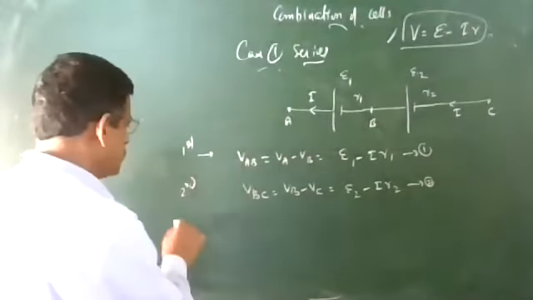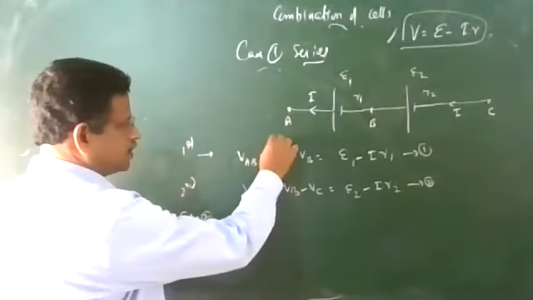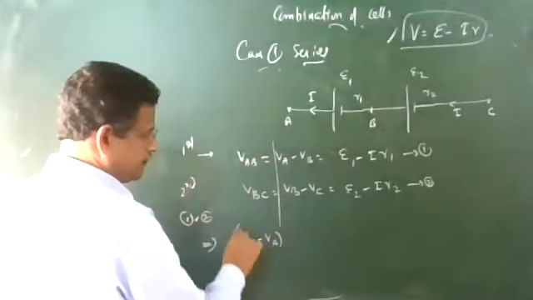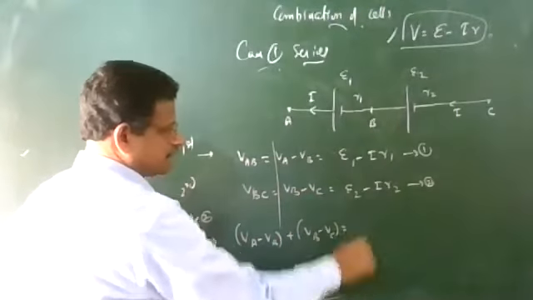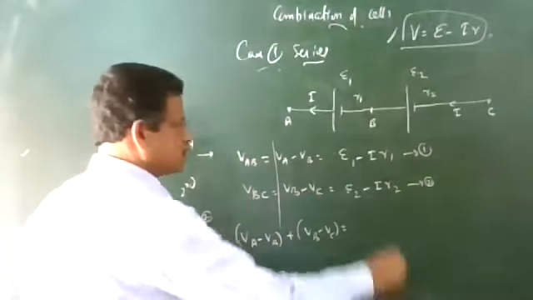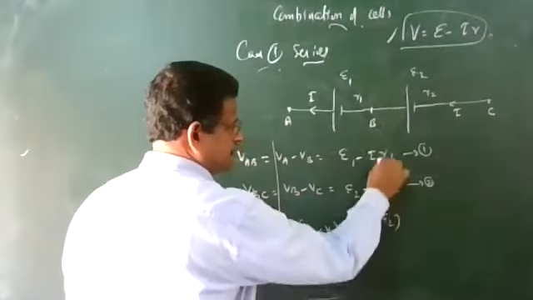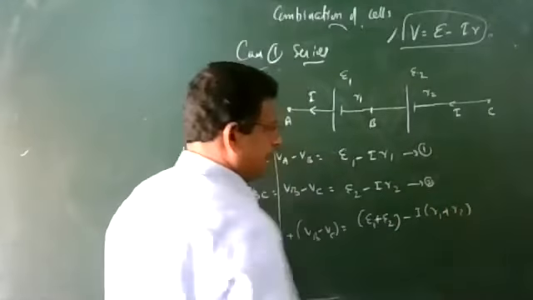If I add equation number 1 and 2, adding this part, VA minus VB plus VB minus VC on the left side, and adding on the right side also, we get E1 plus E2. In the second term, minus I is common, so r1 plus r2.